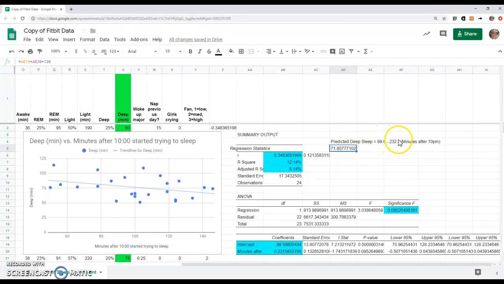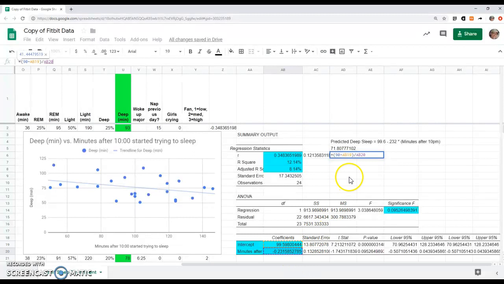So in other words, I'm going to use this same equation, but now I want this number to be 90, and I want to figure out what this number is. So here I'm going to do a little bit of algebra. I'm going to take 90, that's the amount of deep sleep I want to get there, minus this 99.6 value, and then I want to divide it by this slope.